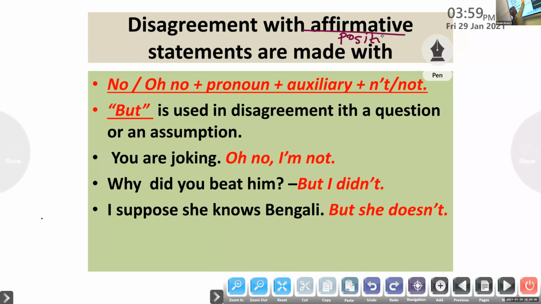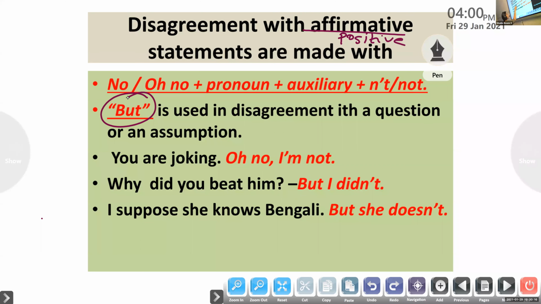Affirmative means positive statement where the negative words like n't, no, never, none, nothing, nowhere, all these words are absent, right? See, no, oh no, plus pronoun plus auxiliary plus n't or not must be used to disagree with the positive statement. See, children, if it is a question, you must use the word but to disagree.